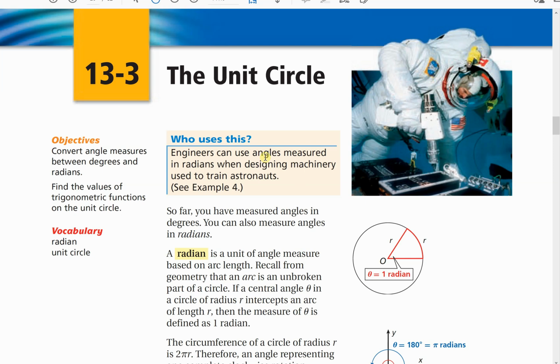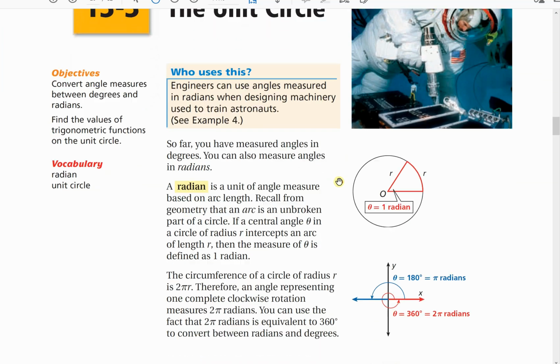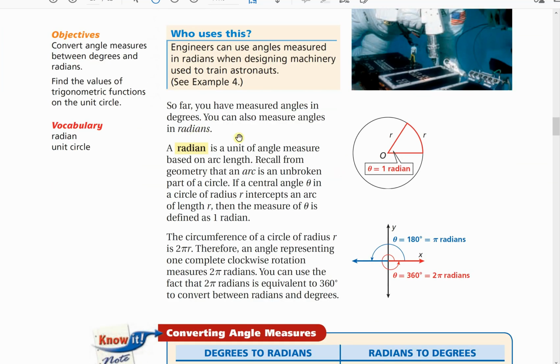In order to understand what we're talking about with the unit circle, the first thing we have to talk about is what we call radian measure. So far, we've only measured angles in degrees, but you can also measure them in radians. And you may remember radians from geometry. I'm not sure how much you talked about it when you talked about circles.